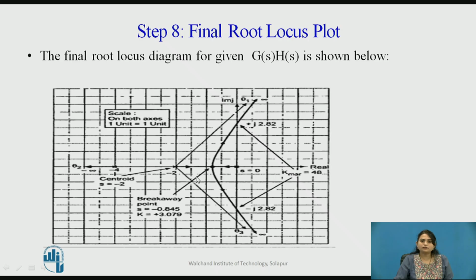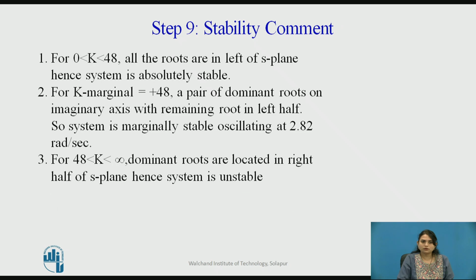Then between 0 and minus 2 we have one breakaway point, and from this breakaway point we have drawn the root locus. Now this root locus intersects the imaginary axis at plus j 2.82 and minus j 2.82. And here we have already seen that the centroid is plotted, and from this centroid we have plotted 3 asymptotes with the given angles. Here we have written that the breakaway point will be s is equal to minus 0.84 and k is equal to plus 3.079. So finally we have plotted the root locus.